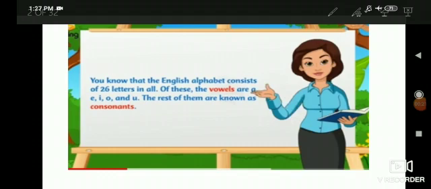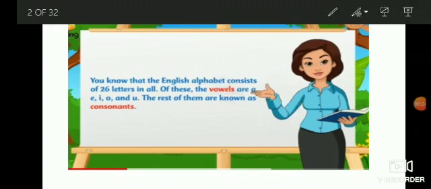Do you know, children, how many letters are in our alphabet? Yeah, 26 letters, isn't it? A, B, C, D, E, F, G, H, I, etc. The English alphabet consists of 26 letters.